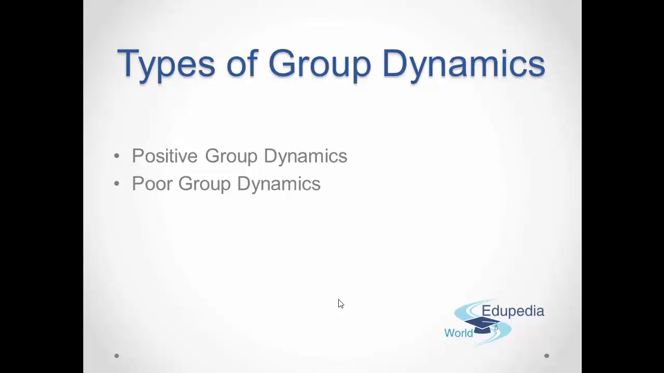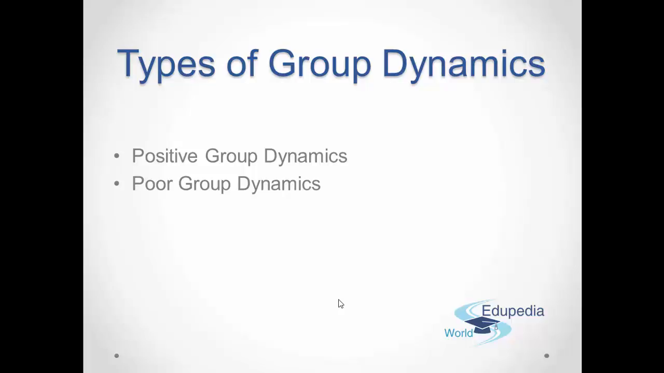Now, a group with positive dynamics is easy to spot. Team members trust one another, they work towards a collective decision, and they hold one another accountable for making things happen. As well as this, researchers have found that when a team has a positive dynamic, its members are nearly twice as creative as an average group.